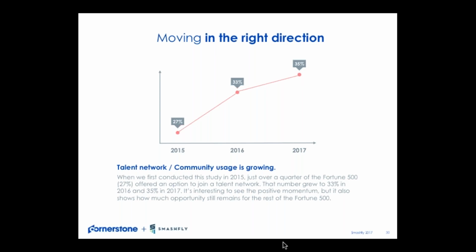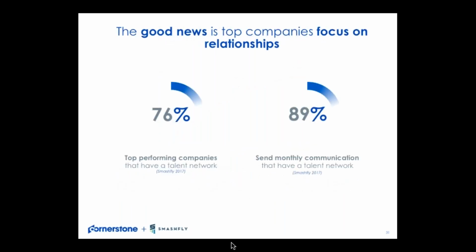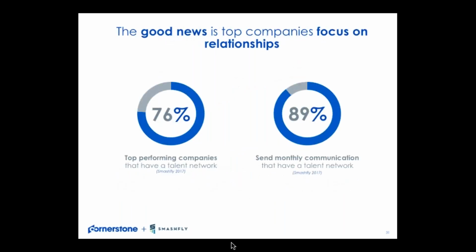At the same time, similar to the theme from the last two slides, it's still only at 35%. So almost two-thirds of the Fortune 500 do not have any way to engage their database outside of maybe automated job alerts from the ATS. Craziness. It is, right? It really is.